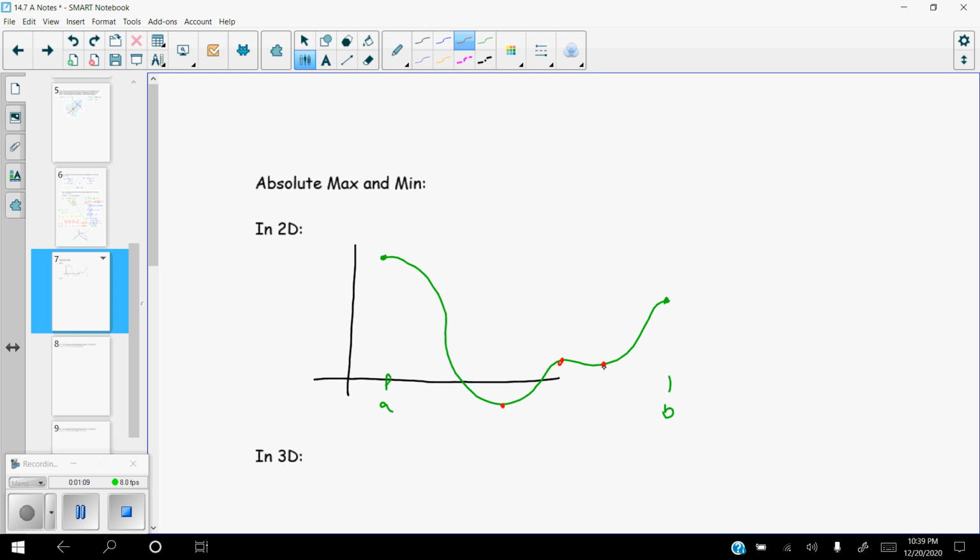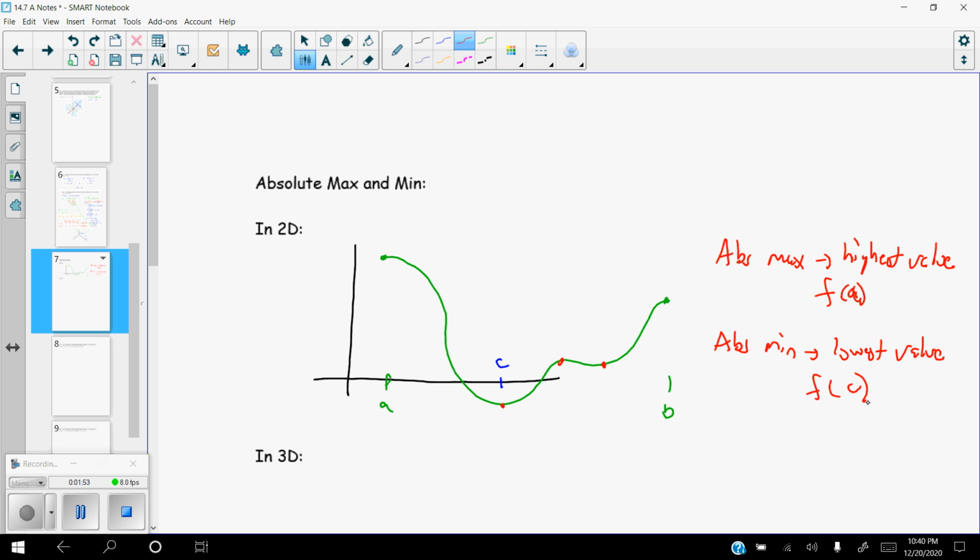And in order to find the absolute max of something, it is literally just the highest value. So the absolute max is literally the highest value of the curve. And in this case, that looks like that's going to occur at A. So f of A would be the highest value. The lowest value looks like it's going to occur, and we'll call this C because we have to label it something. So the absolute min is the lowest value, and that looks like that's going to be f of C.